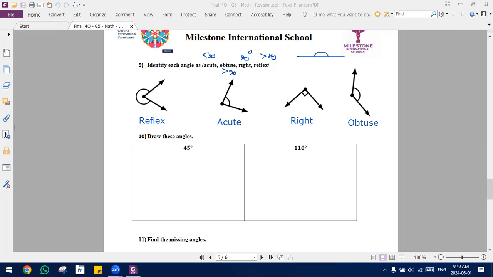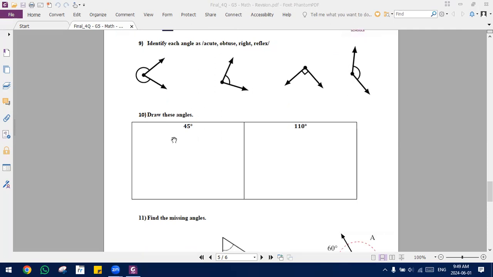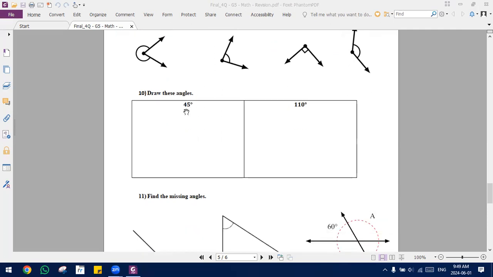Okay, now next question. It says draw these angles, 45 degrees and 110 degrees. So for these angles, what do we need to draw them? We need a protractor. That's why I said you should have a protractor in the exam to draw it. For now, I will stop the shading a little bit because to draw it I need a protractor, but I can't do it here. Let me try to find a protractor from the internet.